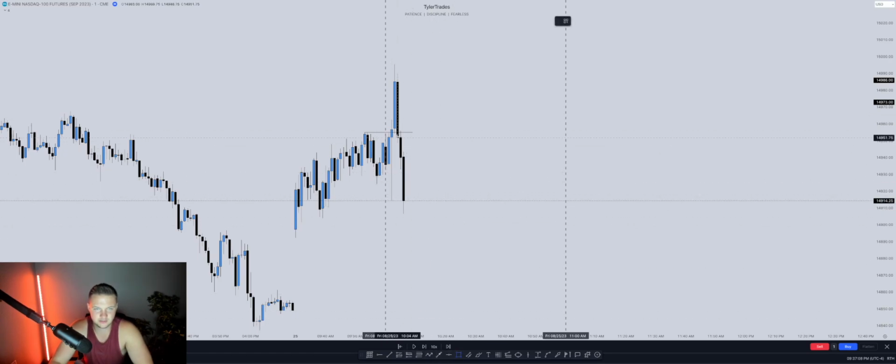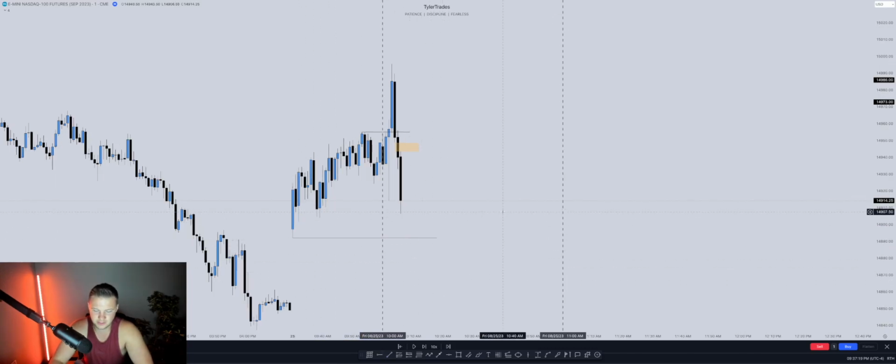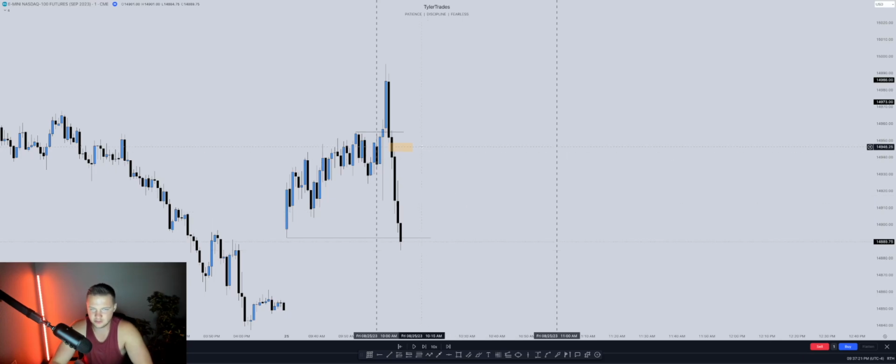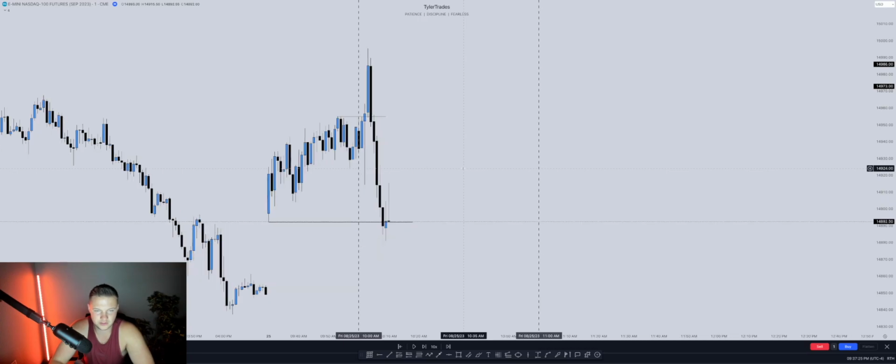What I would like to see is that price returns to this fair value gap before, keyword, before we take out opening range low. If we take out opening range low, this all goes out the window and I'm looking to get long. So let's see what we get. Price takes out opening range low. Okay, disregard that. We're looking to now maybe get long if we get what we want to see back up.